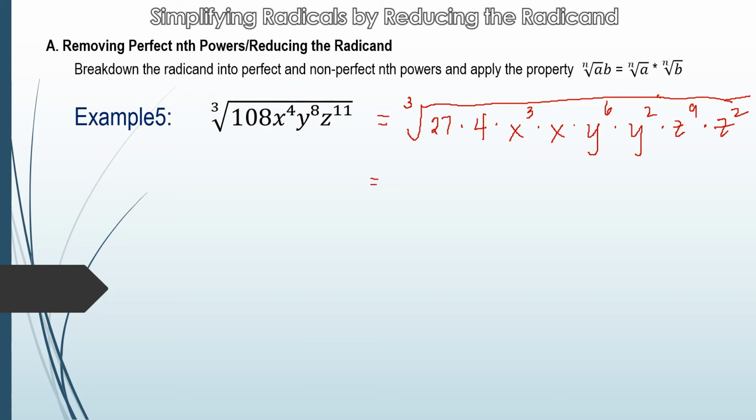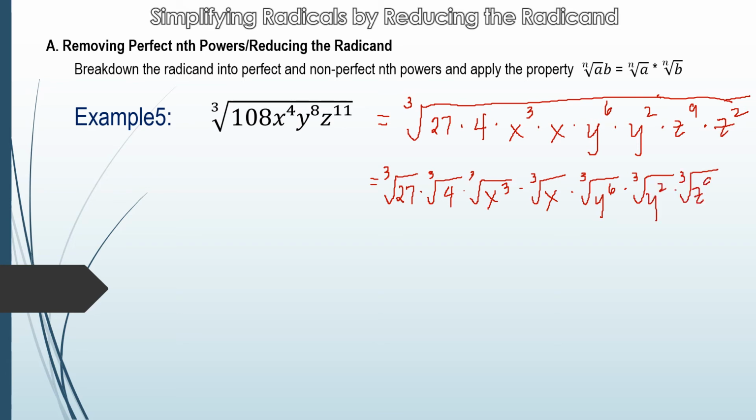Applying the law of radical, this is the same as the cube root of 27 times the cube root of 4 times the cube root of x cube times the cube root of x times the cube root of y to the 6th power times the cube root of y squared times the cube root of z to the 9th power times the cube root of z squared. Let us simplify. The cube root of 27 is 3. Bring down cube root of 4.